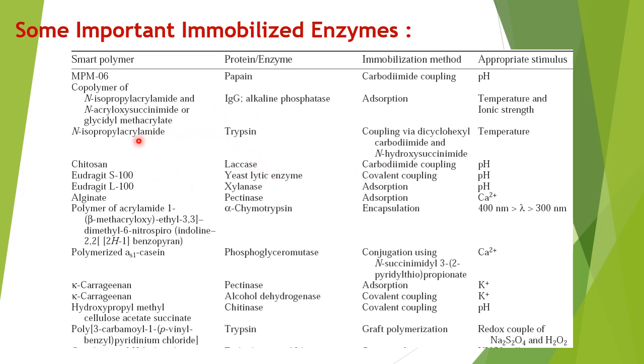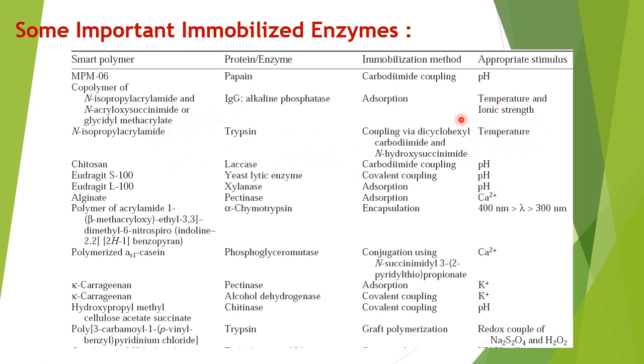So suppose there is a trypsin enzyme, and we are using the matrix N-isopropylacrylamide for immobilization, and what method is being used here? The coupling, via dicyclohexylcarbodiimide and N-hydroxysuccinimide; bonds will be formed here, and hence this way we are immobilizing that.